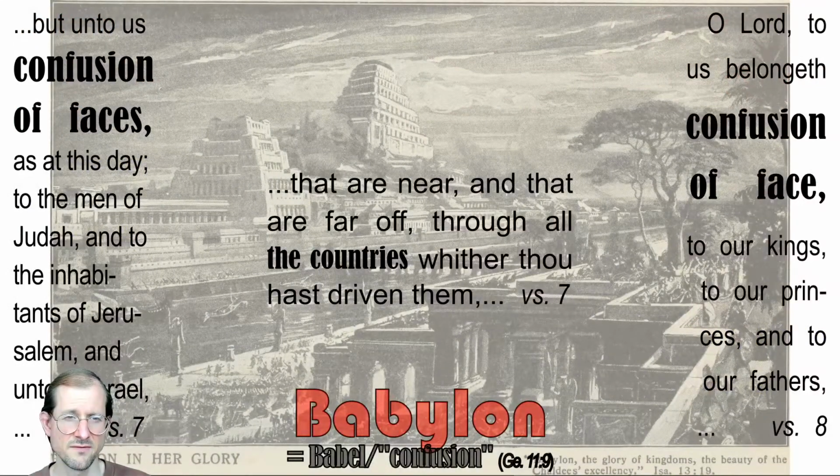And finally we have in the center, but unto us confusion of faces. And on the other side, confusion of face. And of course in the middle, it says, thou art near, and that are near and that are far off, through all the countries whither thou hast driven them. And what country had Daniel's people been driven to? Babylon. And it's interesting to note that Babylon comes from Babel, at least according to the Bible. The implication is there. And Babel, of course, in Hebrew means confusion. So this is all tied together.